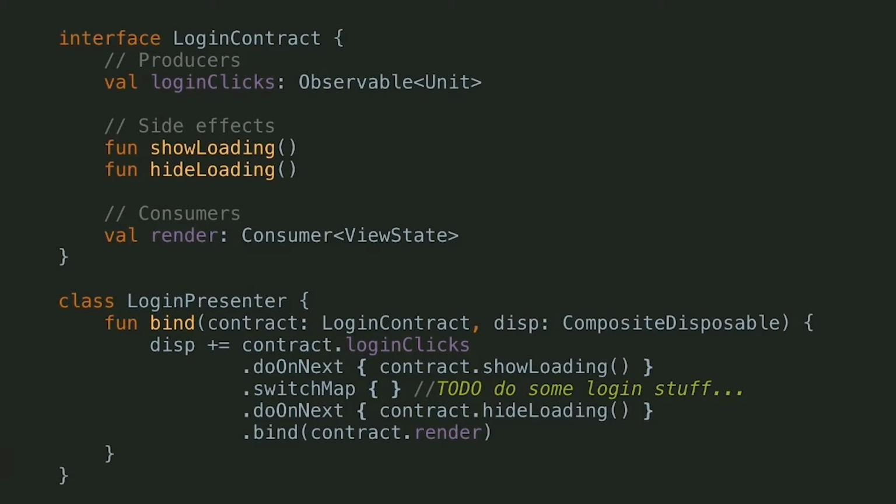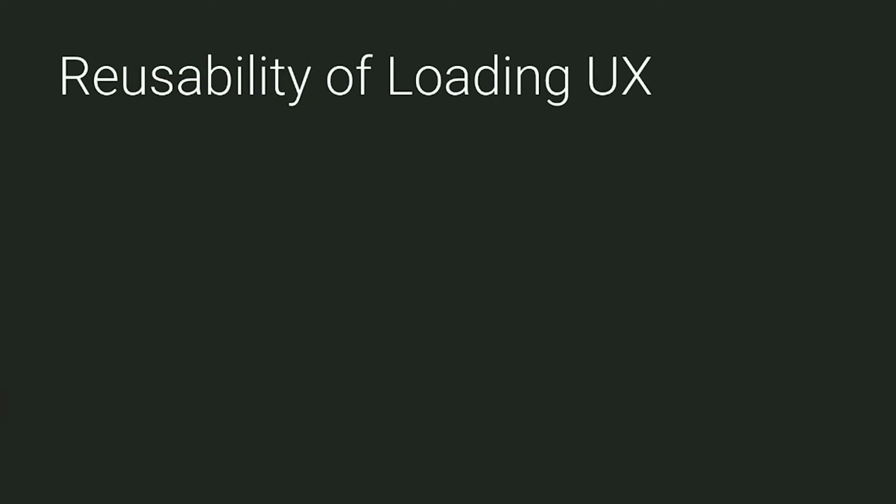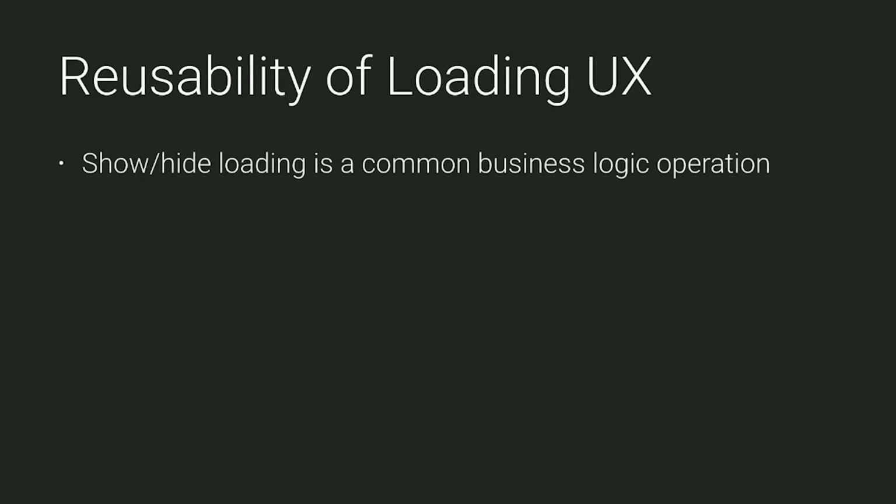code that should be focused on doing a login operation. We add code that describes a very generic behavior that in this case is loading. So after we did that, we asked ourselves, how can we make this loading part of the code more reusable? Again, showing and hiding loading is a very common business logic.